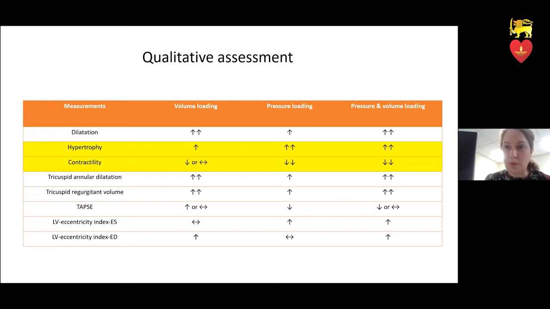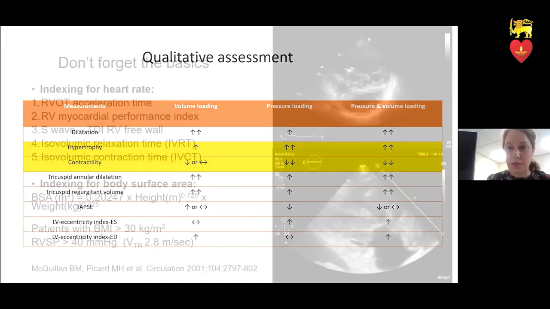Also, the regurgitant volume is the same. The TAPSE that I will explain later is a volume-dependent index. That's why it will be pseudo-normal when it comes to a volume-loaded right heart. And also I will explain the rest of the indices.